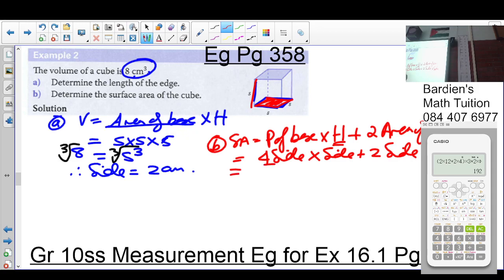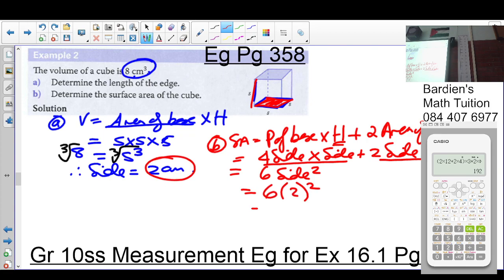So that is simply 4 side squared plus 2 side squared, which is 6 side squared. What's the length of the side? 2. So it's 6 times 2 squared. And what's 2 squared? 4. And 6 times 4? 24 centimeters squared.